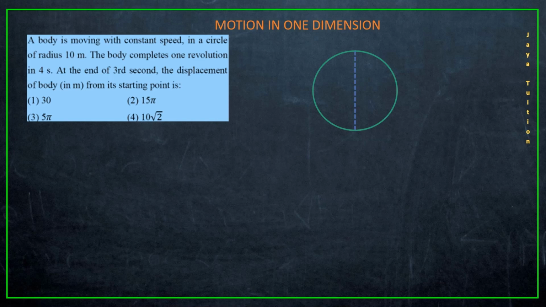To begin with, the position of the particle after 1 second will be 1/4 of the circle. So after 3/4 of the circle, the time will be equal to 3 seconds. Therefore, the position of the particle will be as shown in the diagram. The displacement is the direct distance between the initial point and the final point as shown in the figure.